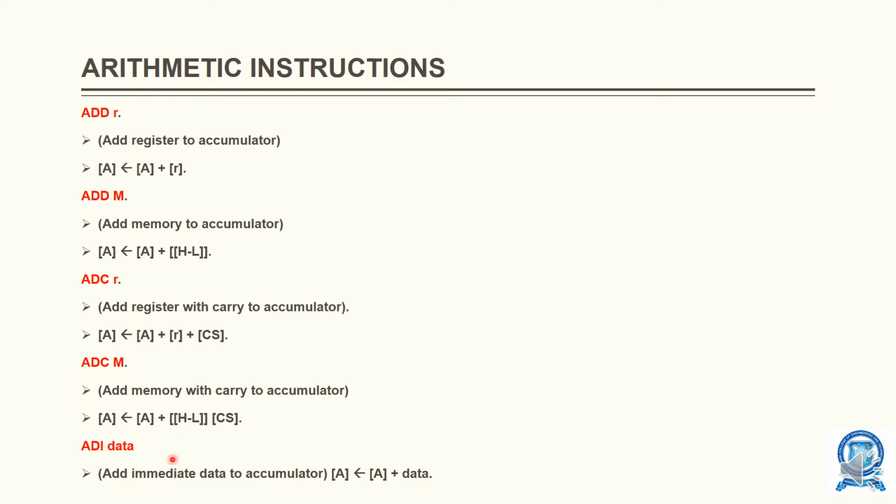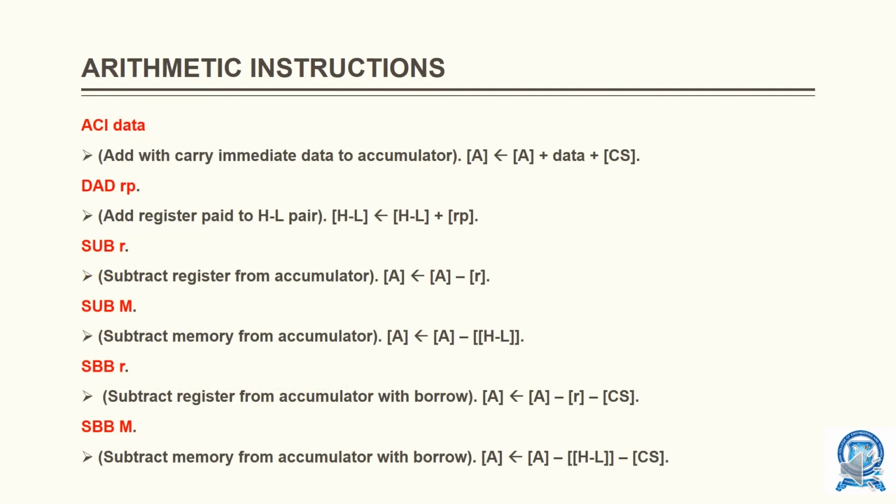ADI data, that is immediate addressing. The data will be added with the accumulator and the result will be stored in the accumulator. ACI data, add with carry, so if you provide data like 5, the content 5 will be added with the content of accumulator plus the carry and the result will be stored in the accumulator.